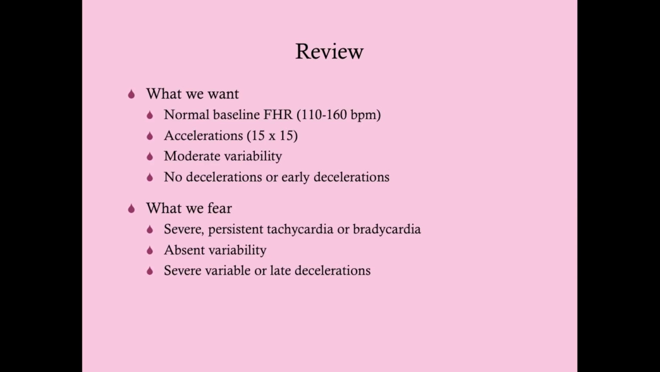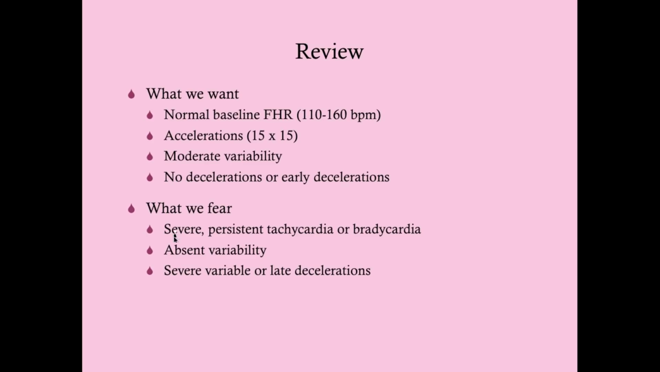Accelerations are changes of at least 15 beats per minute up, lasting at least 15 seconds. You want to see moderate variability, 6 to 25 beats per minute changes from the baseline. And then you don't want to see any decelerations, or only early decelerations. Early decelerations are not your friend, but they're not your enemy. They're neutral. They're not a big deal. Okay?